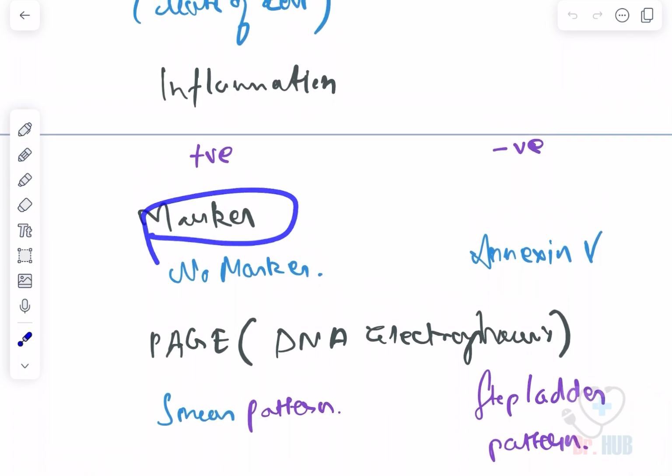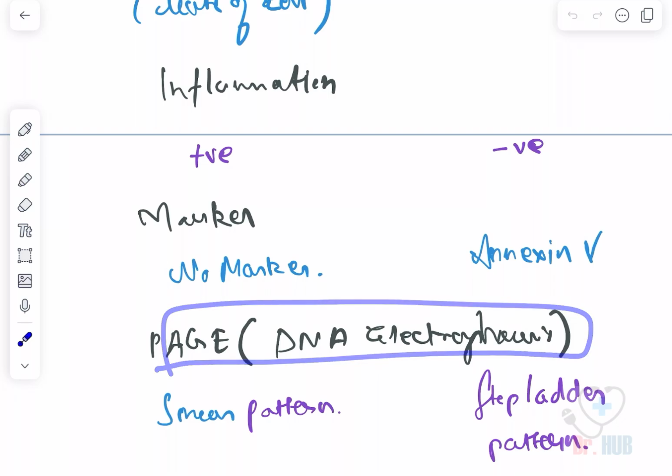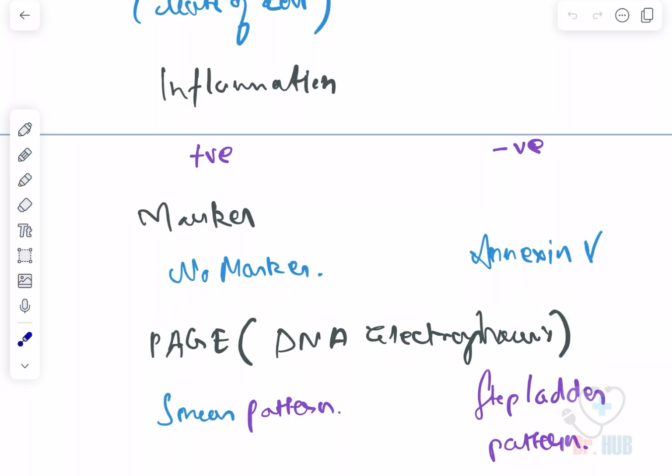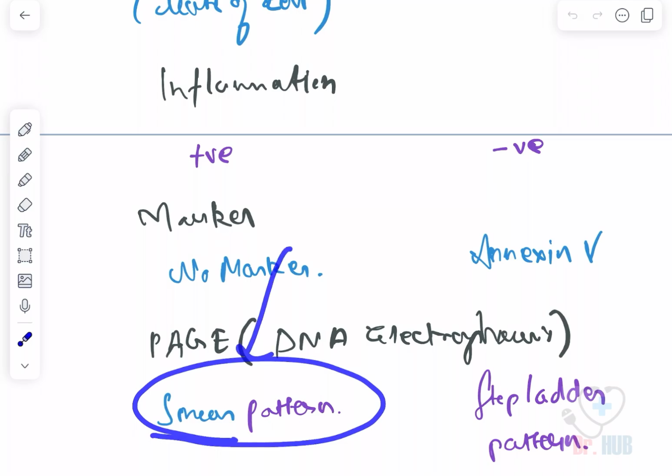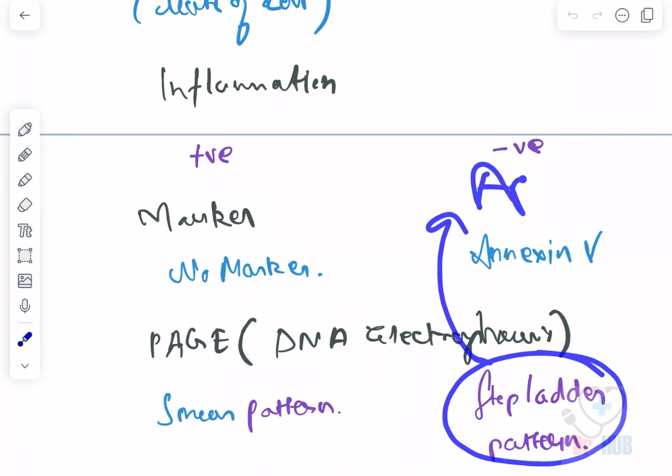Looking at markers, in case of necrosis, there are no markers. In case of apoptosis, A for apoptosis, there is presence of annexin. Then looking at the DNA electrophoresis, there is a smear pattern which is seen in necrosis, and the step ladder pattern seen in apoptosis.